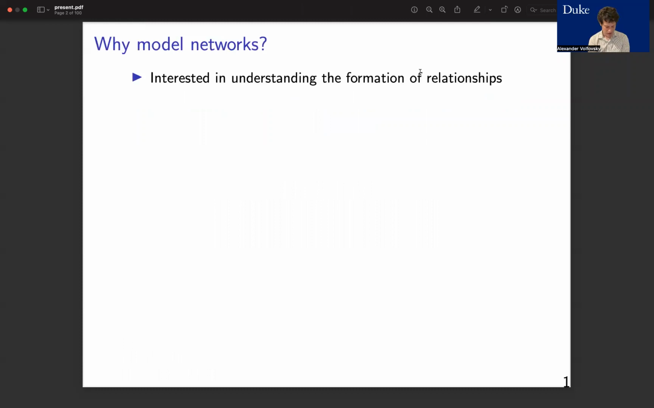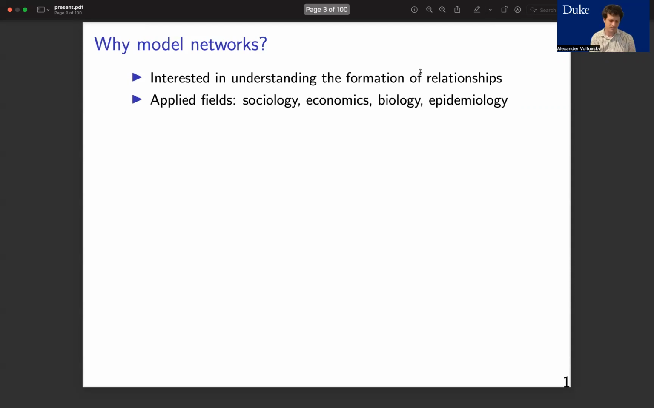So why do we model networks? And I recognize that this is a group that probably does not need this type of introduction, and you've watched all the other videos as well. But in general, our goal is to understand the formation of relationships and maybe try to intervene on them. And there are applied fields across the gamut that are interested in different networks. So you might be interested in how friends form, you might be interested in how information flows across contact networks, you might be interested in how disease is transmitted over a particular network of contacts.